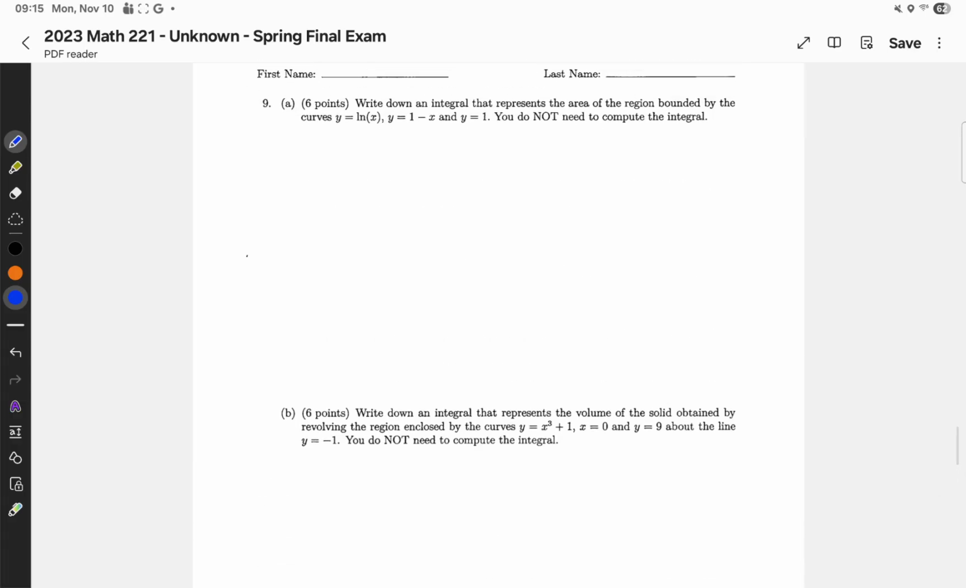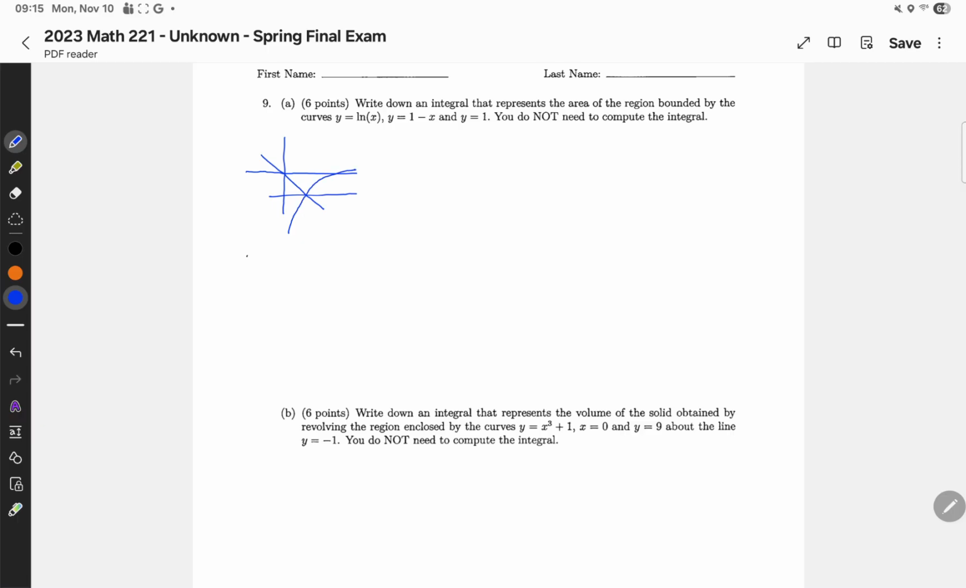For question 9, we want to write down the integral that represents the area of the region bounded by those 3 curves. So let's draw out a little axis here. We have y equals 1 minus x. So that's going to be kind of a curve just like this. We also have y equals 1. So they're going to intersect at the same point, right? And then lastly, we have ln of x. So that's going to go up through here.